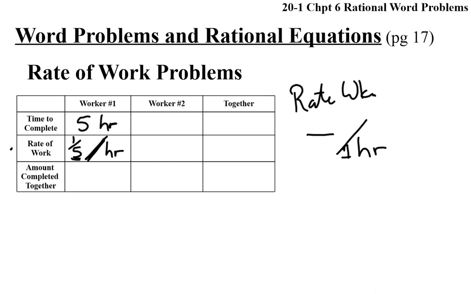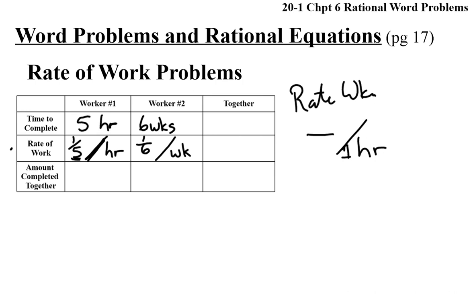Another situation, it takes a company, I don't know, 6 weeks to complete a job. What's the rate that they're working at? Well, this would be how much is getting done per week. If it takes 6 weeks, they're doing 1/6 of the job each week. 1/6 and 1/6 and 1/6 and 1/6 and 1/6 and 1/6 over the 6 weeks becomes one full job. So that's what we're looking at for rate of work.